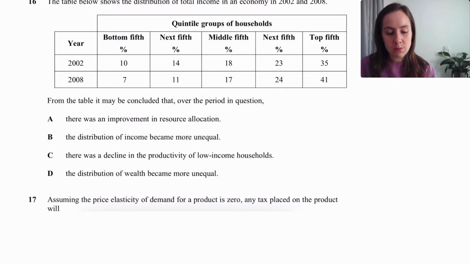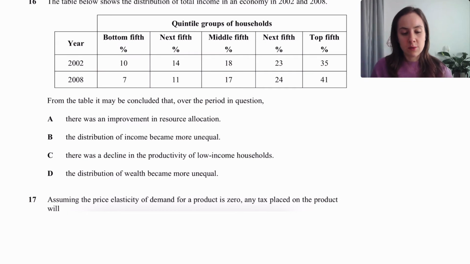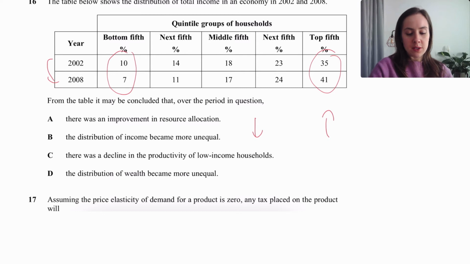So income distribution. What do we have? We've got from the year 2000 to 2008, the bottom fifth having less income and the top fifth having more income. There's more inequality here. So distribution of income became more unequal.